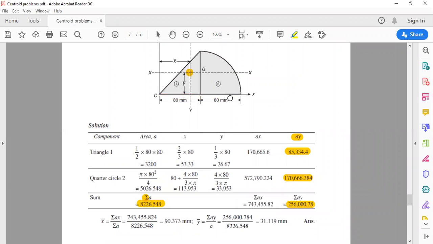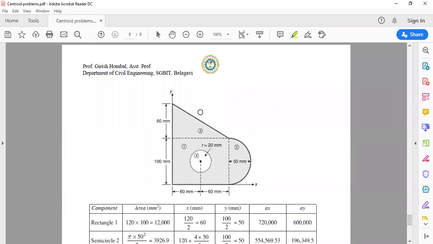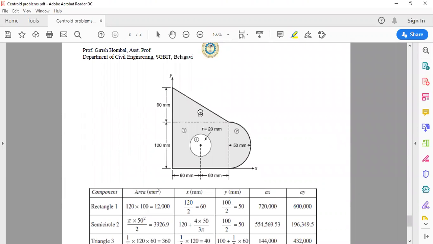Now, let us move on with the next diagram. A bit typical one, but very simple. Yes, so this is the diagram. Have a close look at the diagram. In this diagram, you can see that there are 4 common geometrical figures which can be formed. That is right angle triangle, rectangle, semicircle, and a circle.